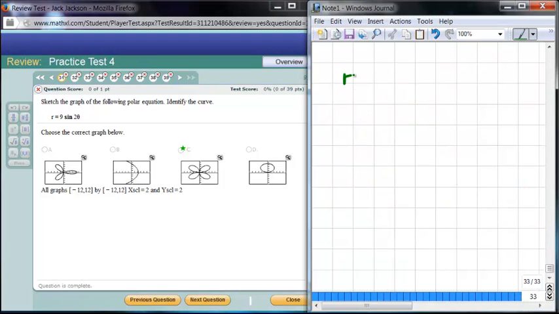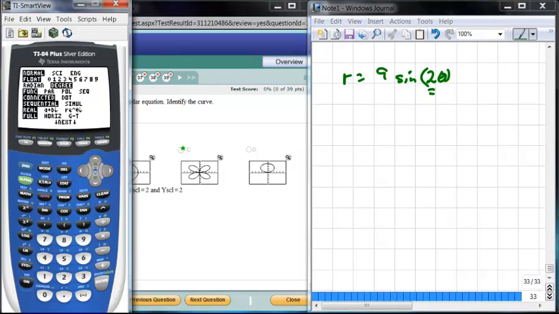Okay. R equals 9 sine of 2 theta. Which one is it? It's going to be a rose with that's an even number. That's going to be a rose with 4 petals. Should be C. But if you don't know that, go down here and put it in parametric coordinates like this.